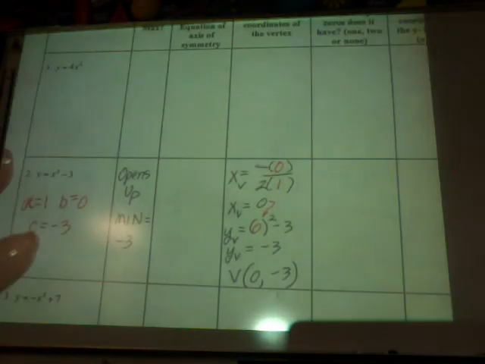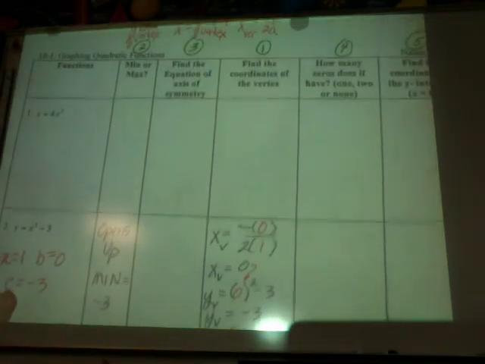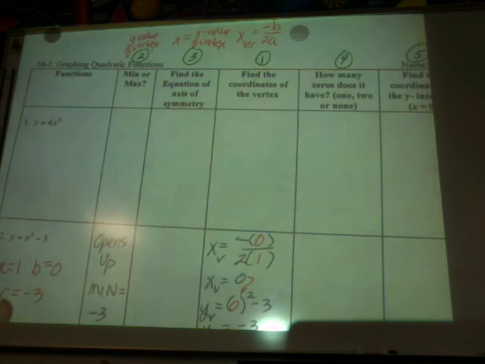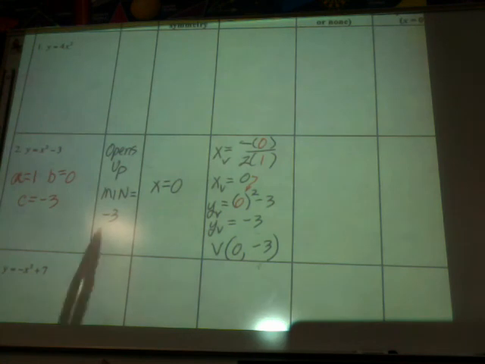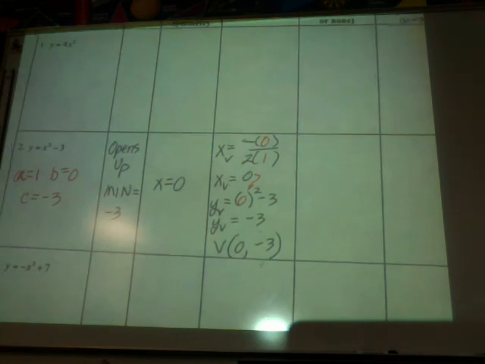All right, so down here, did you get all that? You ready? So what's your equation for your axis of symmetry? x equals 0, the x value of the vertex, right? So the 0 went here, the -3 went here. Now we have to figure out how many zeros, in other words, how many places this parabola crosses the x-axis.